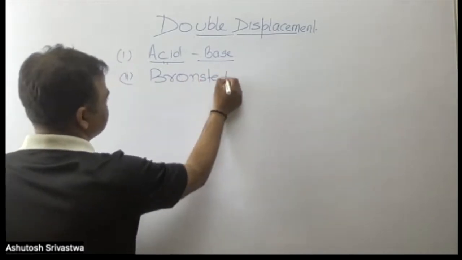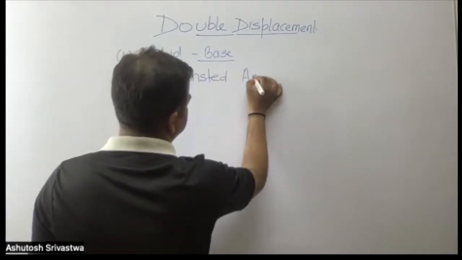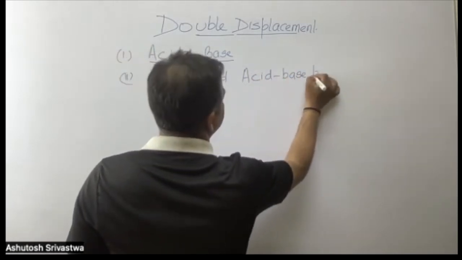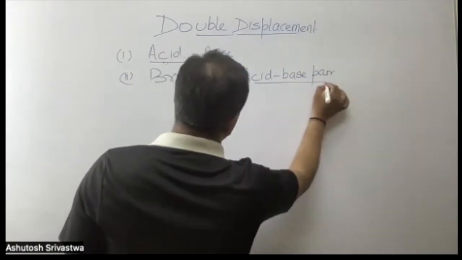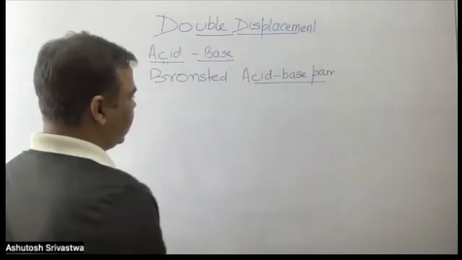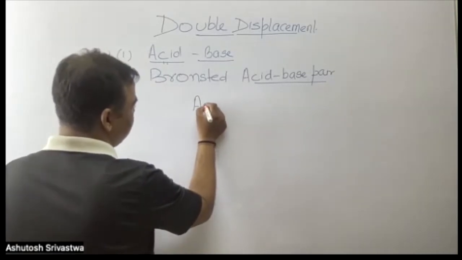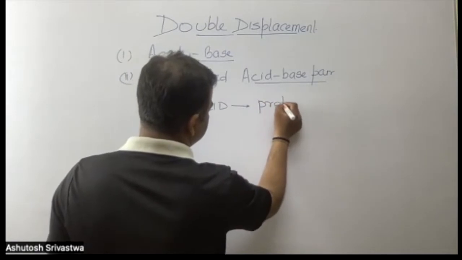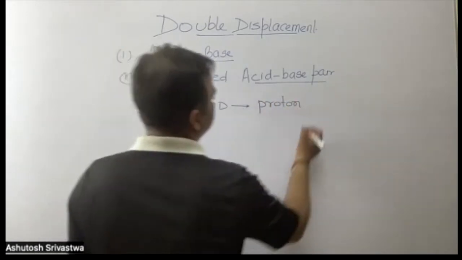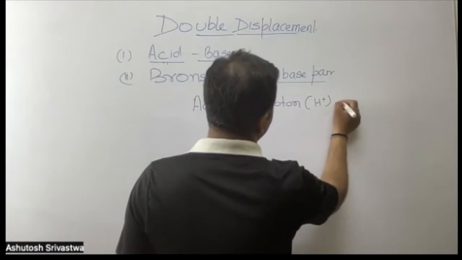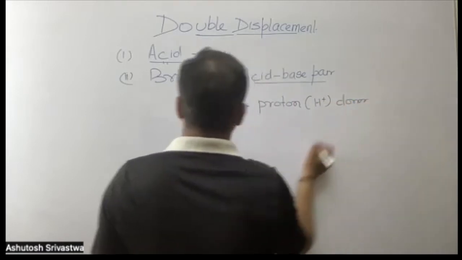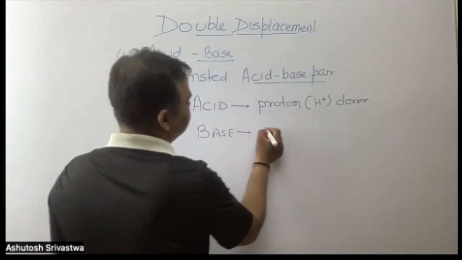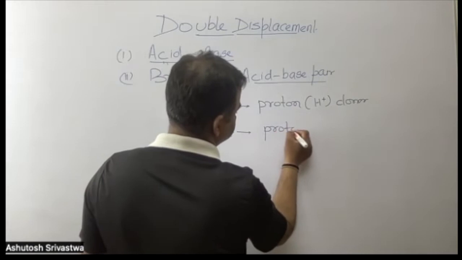Bronsted Lowry concept of Bronsted acid-base pair. Here, there's some difference. Here, acid will be regarded as those substances which are proton donors, which is exactly the same as the Arrhenius acid, proton H plus donor. Whereas base here is something different. It is proton acceptor.